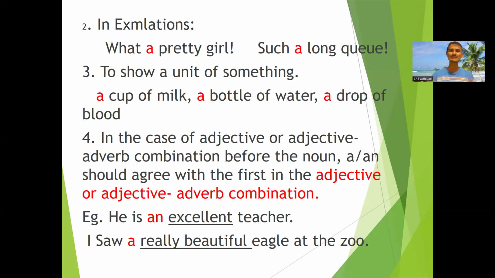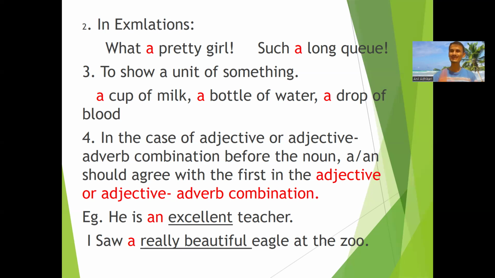If there is an adjective or adjective-adverb combination before a noun, that's when you have to use a or an before the adjective or adverb-adjective combination. Clear? Look at another example. I saw a really beautiful eagle at the zoo. Really is an adverb, beautiful an adjective, so that is an adverb-adjective combination. We use a before really beautiful, then the eagle at the zoo. The example itself is clear.